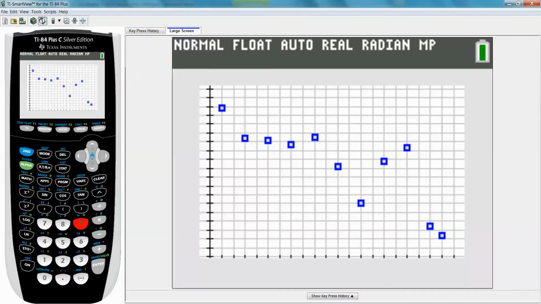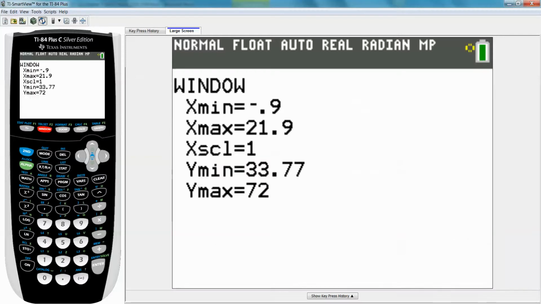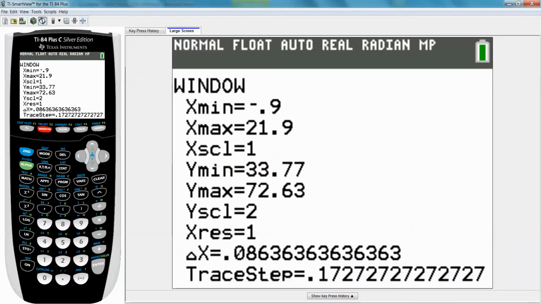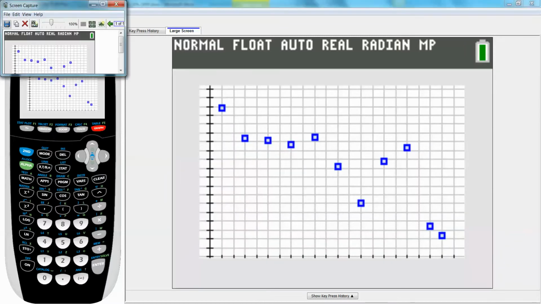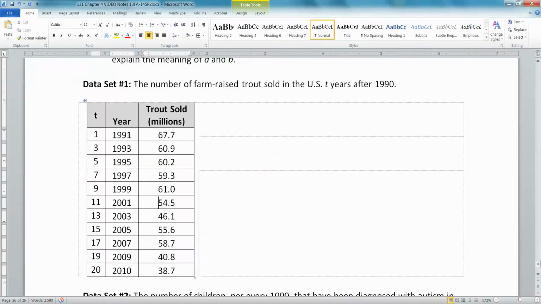And if you're interested in the scale, let's say you have to write the scale down for your instructor. So you can press window and you can kind of see. Oh, it was about -1. It was about 22. I'm just rounding here. It's about 33 for the Y min, or 34, and then 73 for the Y max. Okay. So I'm going to take a picture of that. And we'll copy and paste that in, because I have that advantage.